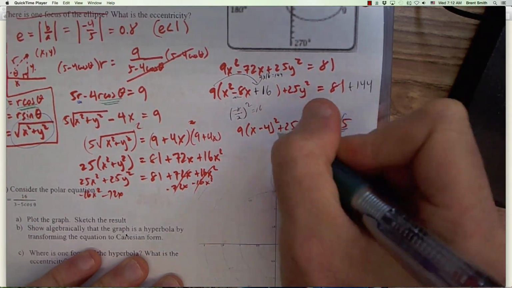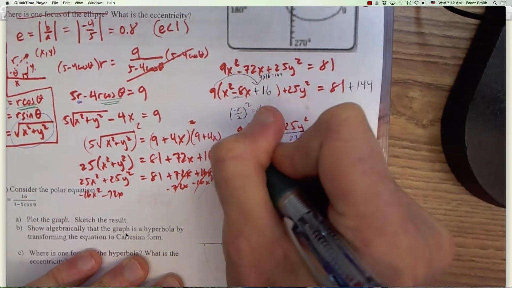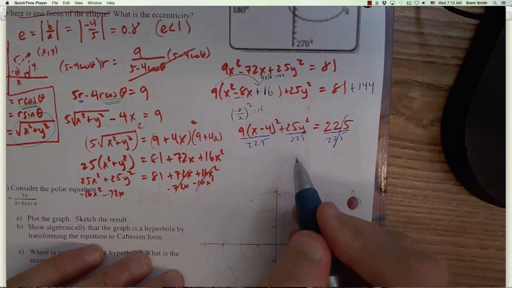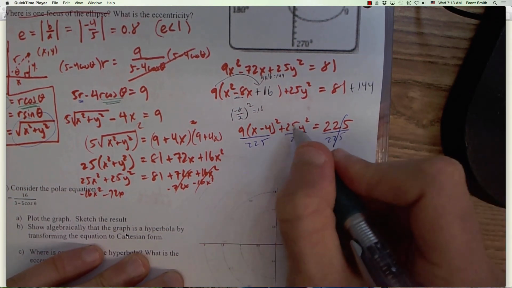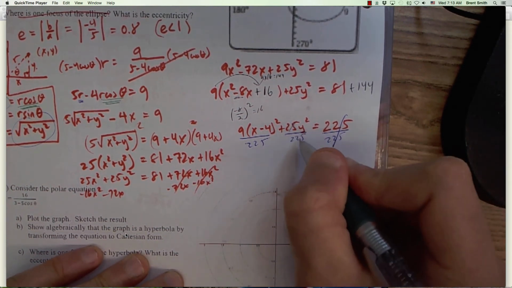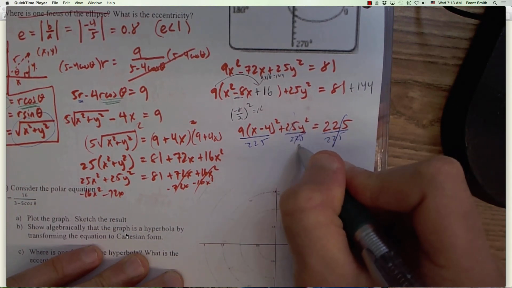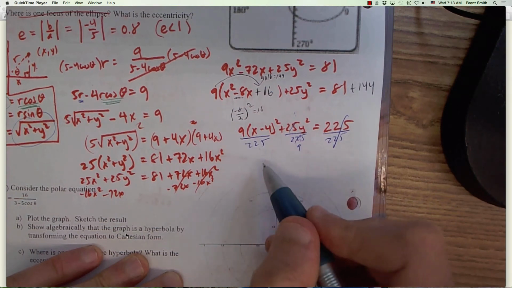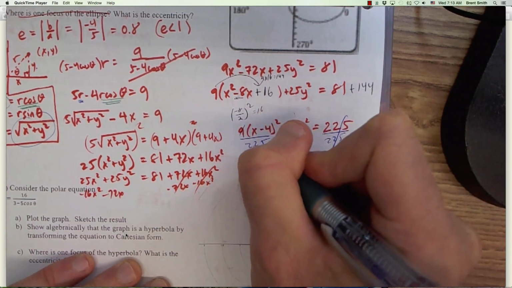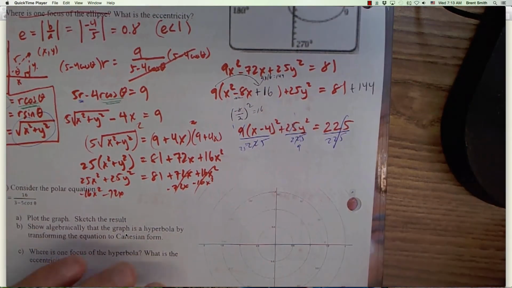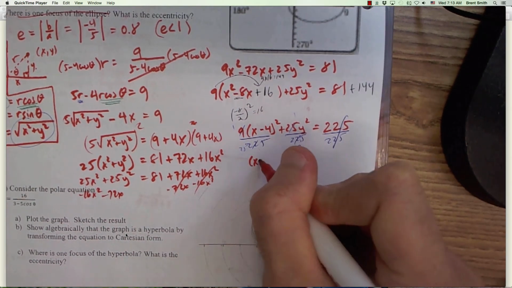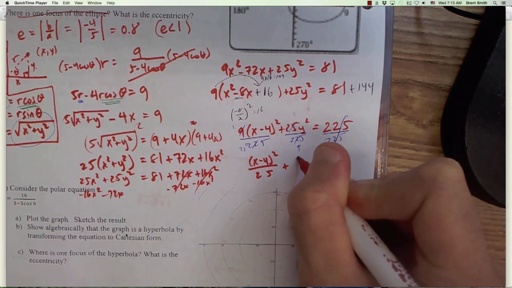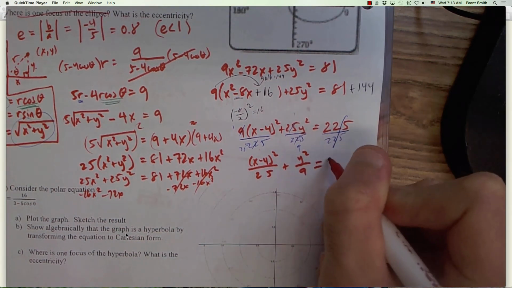Divide everything by 225, because we want a 1 over here for standard form. And let's see, 25 goes into 225 9 times, right? So I can make this a 1 and this is a 9. 9 goes in 25 times. So this becomes a 1, this becomes a 25, and our final form here: x minus 4 squared over 25 plus y squared over 9 equals 1.